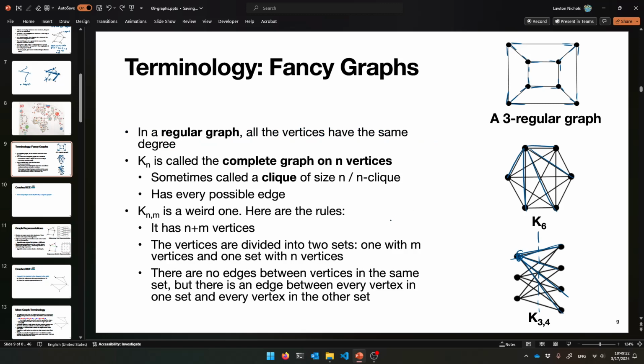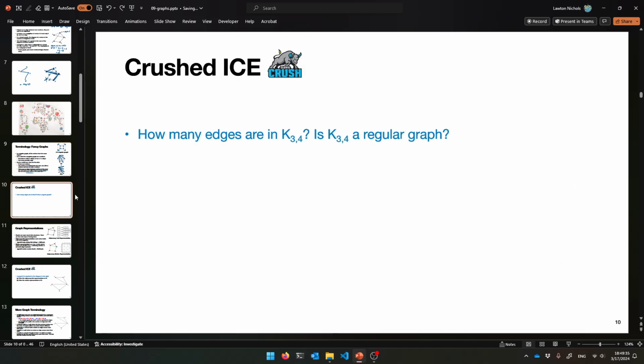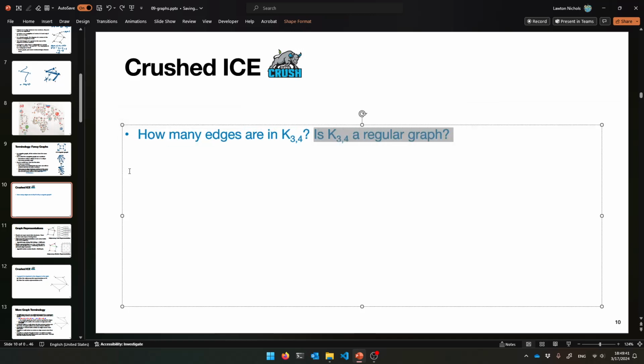Oh, sorry, I wanted to underline something. There's an edge between every vertex in one set and every vertex in the other set, but not between vertices within the same set. Those aren't there. Okay, so with that in mind, tell me, how many edges must there be in K3,4, and is K3,4 a regular graph?